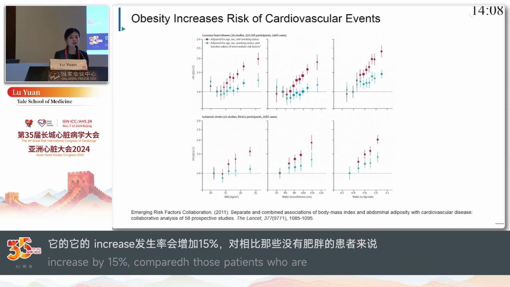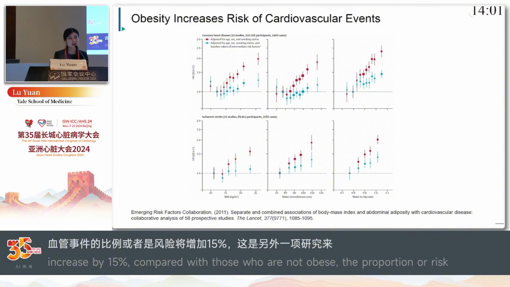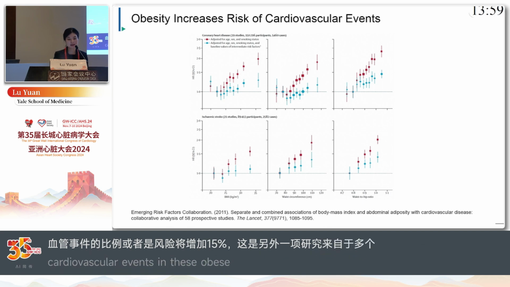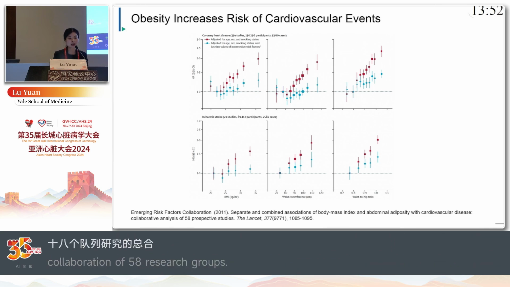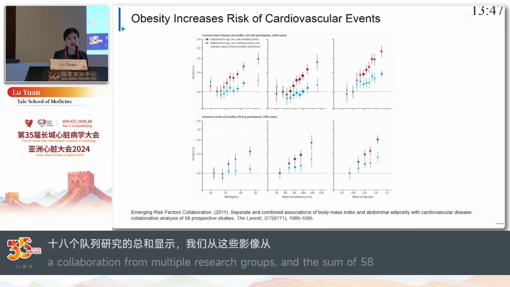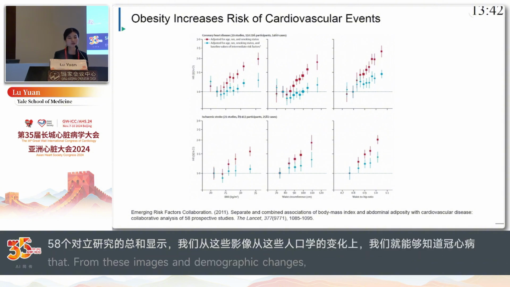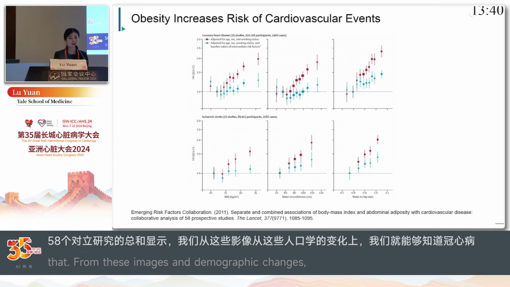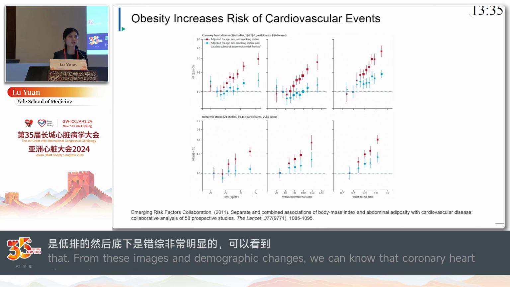Obesity also increases the risk of cardiovascular events. This is another very large study from the Emerging Risk Factors Collaboration, combining individual level data from 58 prospective cohort studies. And it shows that even adjusted for all these demographic and behavioral risk factors, there's still a positive relationship between BMI and coronary heart disease on the top row and ischemic stroke on the bottom row. Clearly, obesity is a risk factor for the leading cause of death in the world, which is cardiovascular disease.